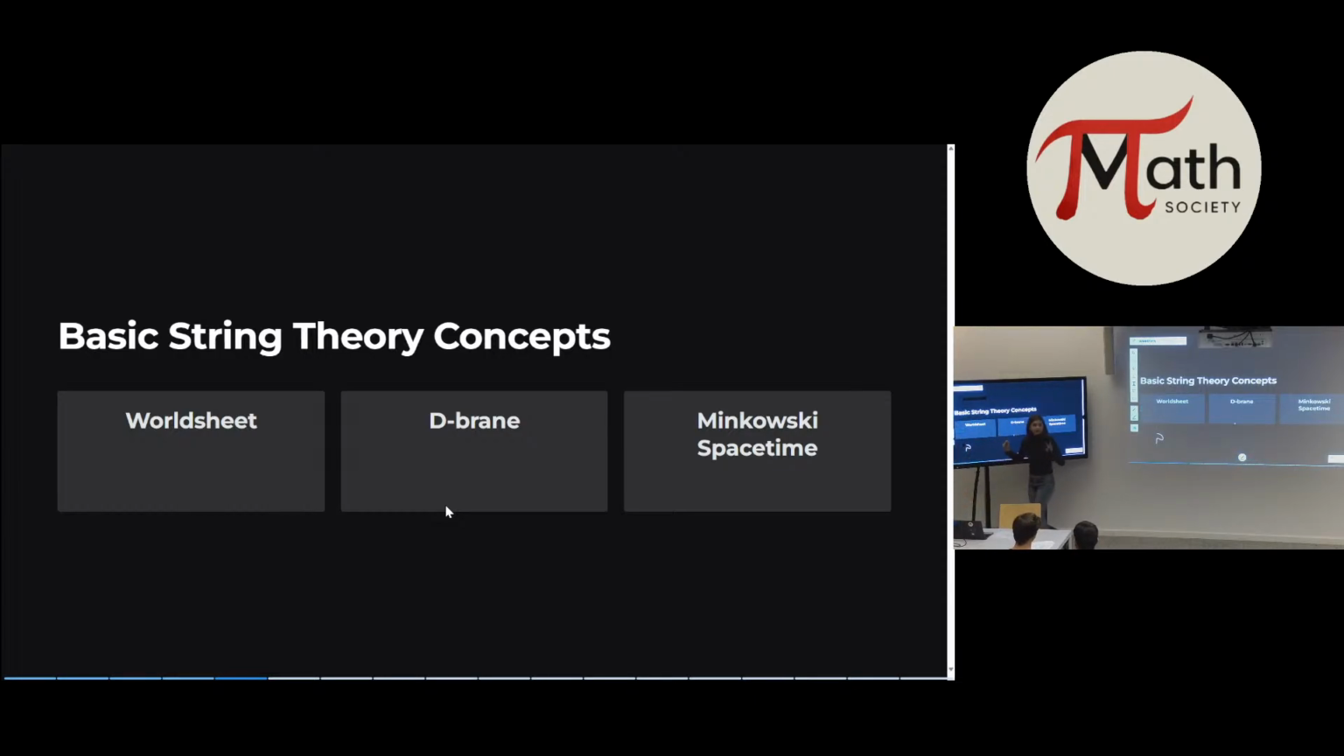We're going to talk about types of strings a little bit later, but when we have a string, an open string, its ends can be attached to a D-brane. So it's basically a surface we're talking about when we're talking about boundary conditions of open and closed strings. So it's basically a property that's bound to the open string.